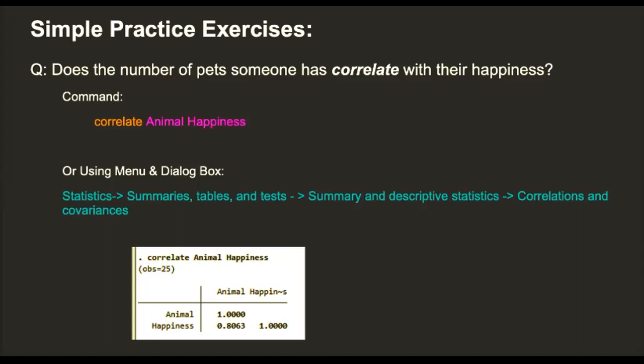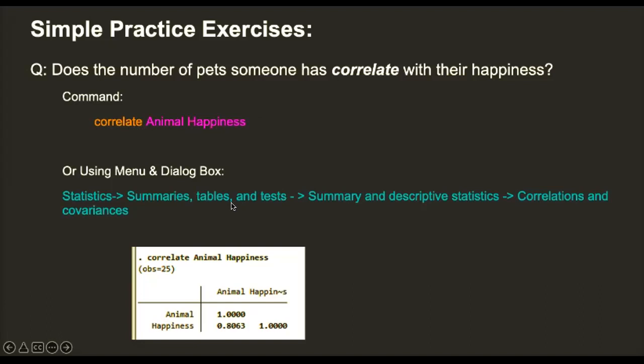Using that data set, this first question we're going to walk through is, does the number of pets someone has correlate with their happiness? In this case, we are just looking to do a correlation between this animal variable and this variable of happiness. So the command in Stata for a bivariate correlation is correlate. And then we would list the two variables that we want to perform the correlation of. So animal and happiness. This would be the command that we could type in the command window.